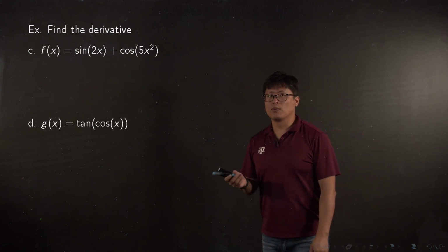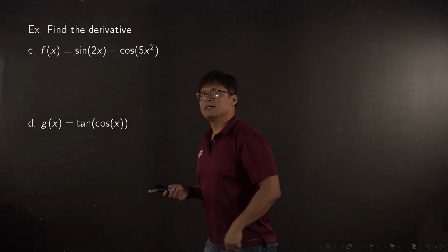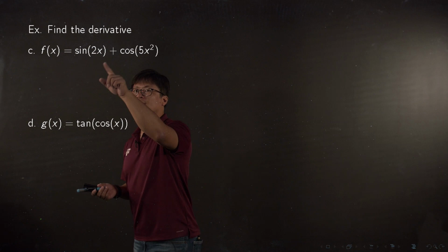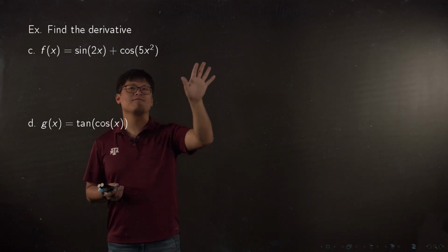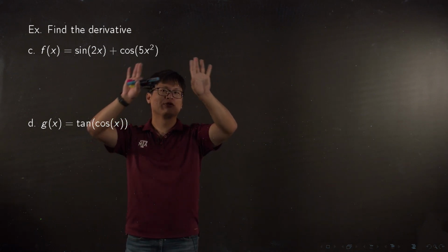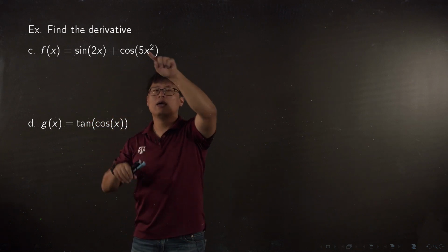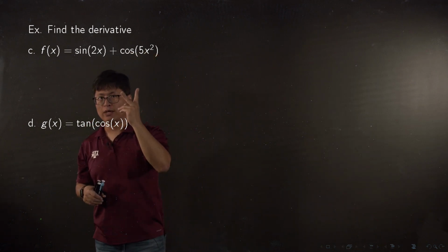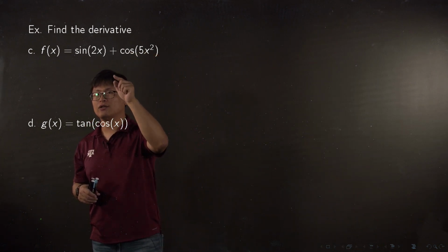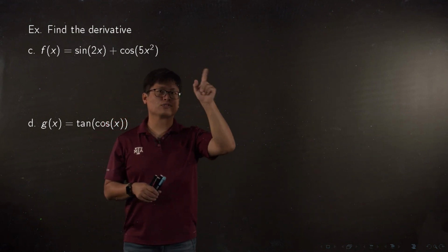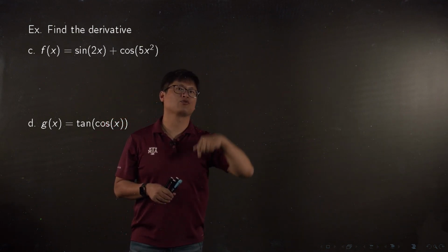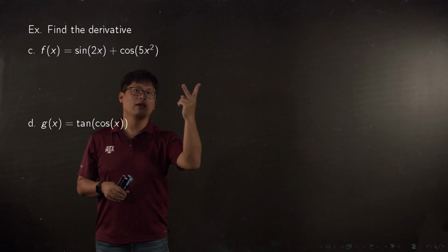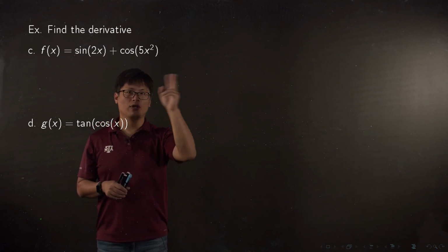Let me give you a couple more examples, okay? So look at C, okay? There are 2 parts, sine 2x plus cosine 5x squared, okay? They are combined by plus, which means separate functions, okay? But look at sine 2x, okay? 2 layers, the sine function and 2x. The second function, cosine function and 5x squared, okay? It's a 2-layer chain rule problem for each of them, right?